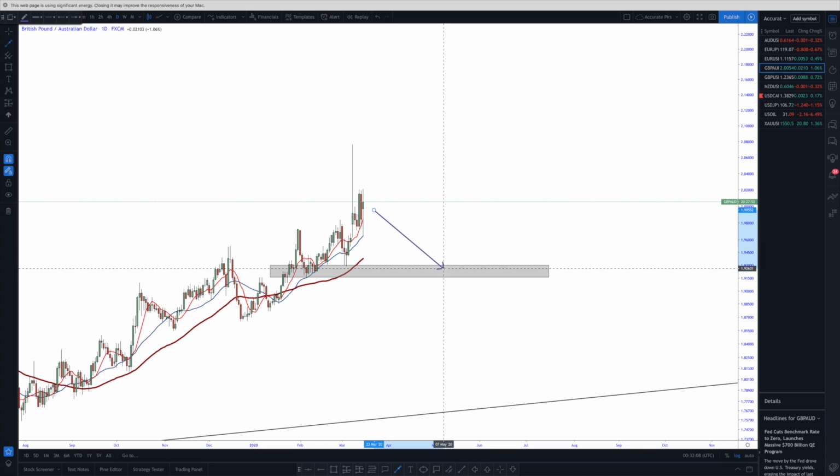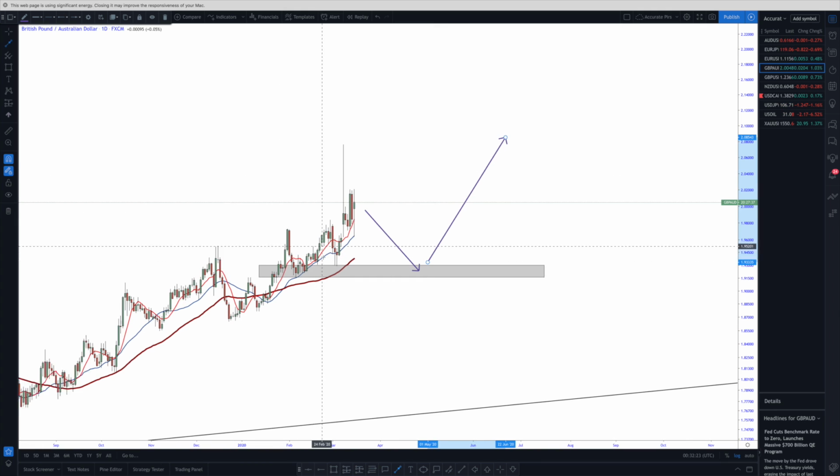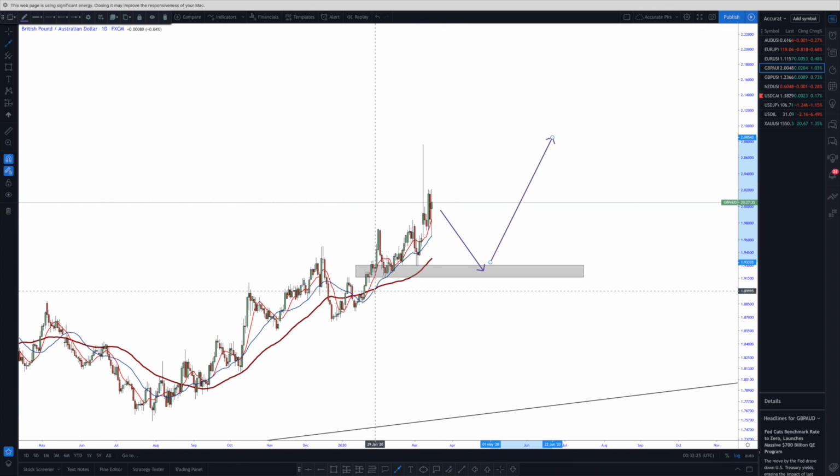See if the market can push down here to this level. See how it reacts. We can find some support level and it holds, then we push back up. This would be a good trade to take. So that's GBP AUD.